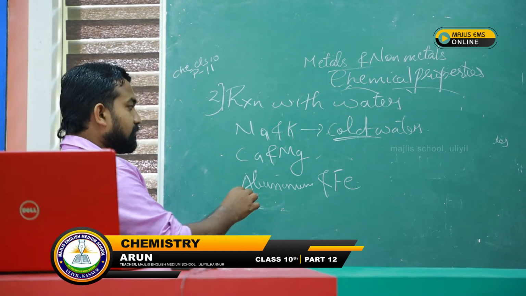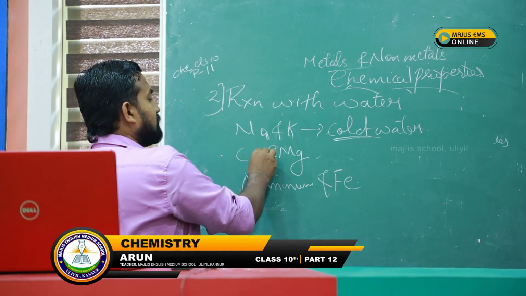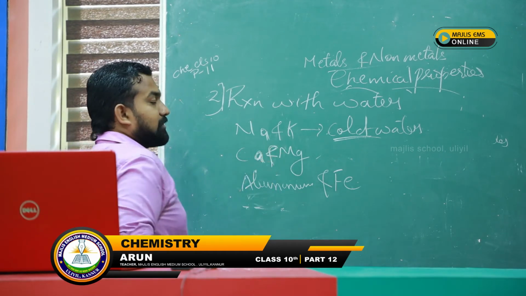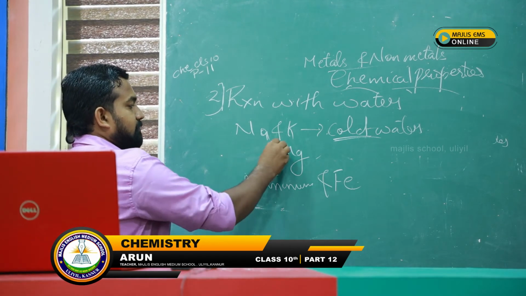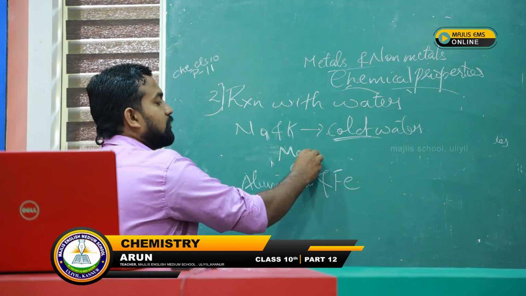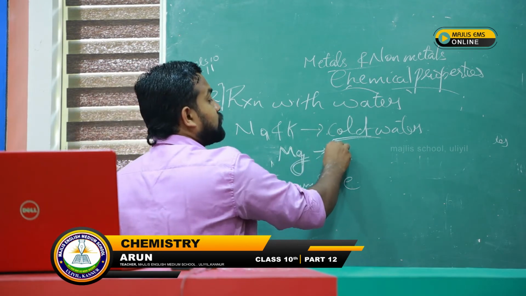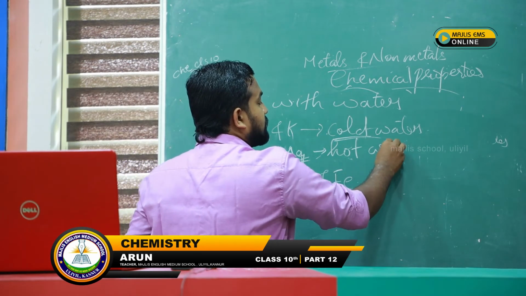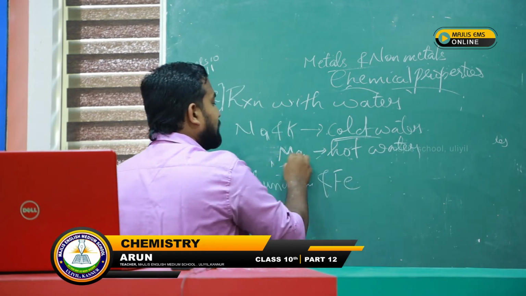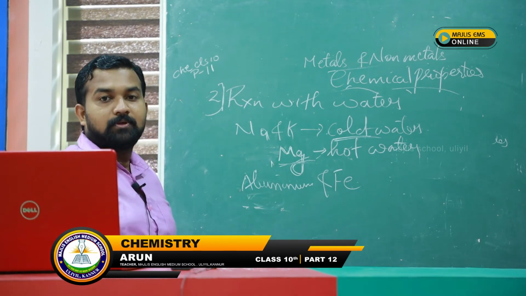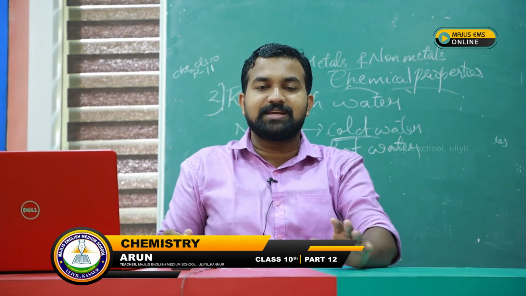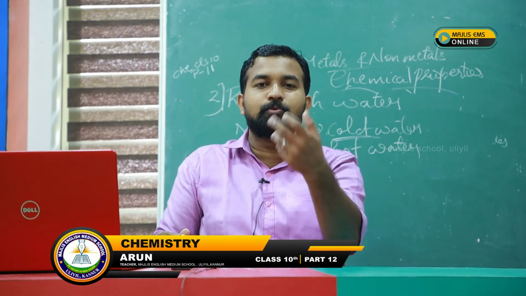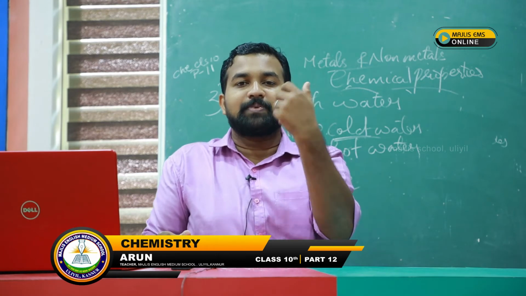But when calcium and magnesium were given, let us take the case of magnesium. Magnesium will not react with cold water; it will only react with hot water. So, simply adding magnesium into cold water will not produce any change. They won't produce any precipitation. They won't produce any magnesium oxide or magnesium hydroxide.